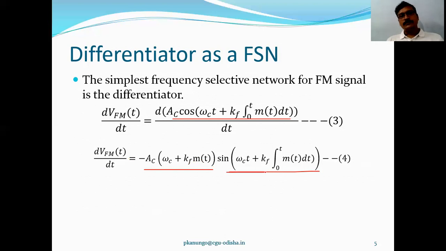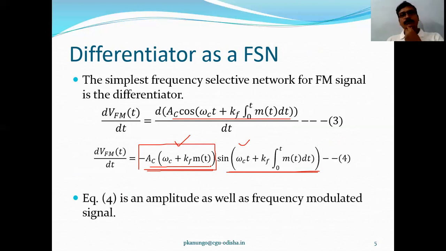If you closely observe this, this is an FM signal, but the amplitude of this FM signal is not constant. If you compare this and this signal, exactly this term looks similar to the amplitude part of the AM signal. So that's why we can say here that equation 4 is an amplitude as well as frequency modulated signal. This is a carrier signal, but the frequency is not constant, because it is an FM signal.